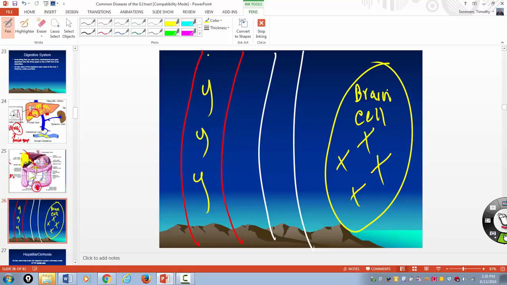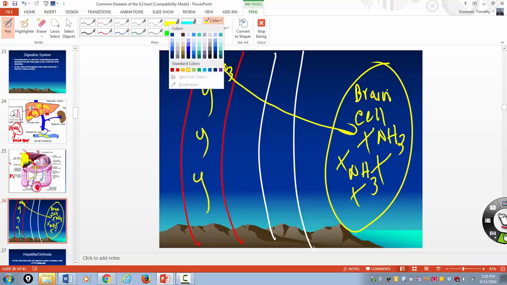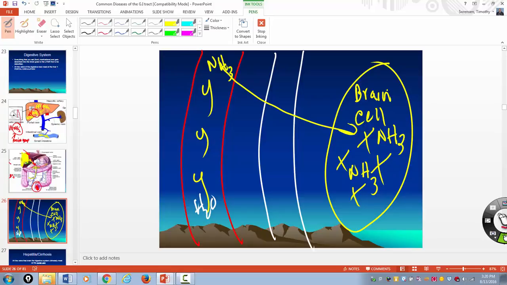So one of the things that happens in liver failure is you start building up ammonia in the blood. Now ammonia can freely leave the blood, go through the cerebral spinal fluid, and enter the brain. So what you will do is you will increase the osmolarity within the brain cells, and that is going to cause fluid to shift, and it will cause the person's brain to begin to swell.